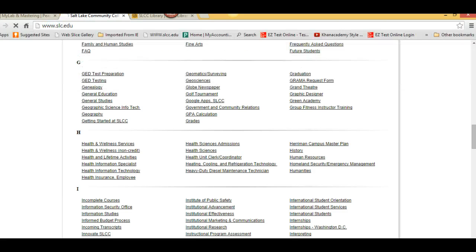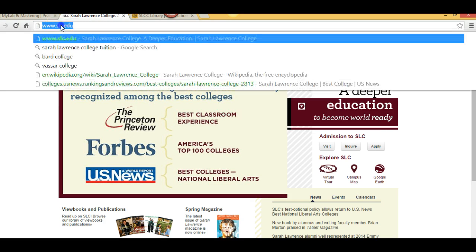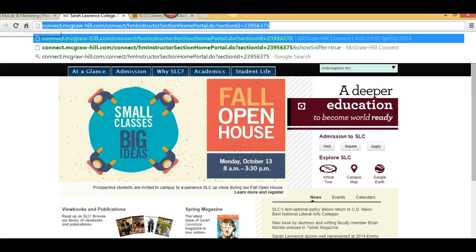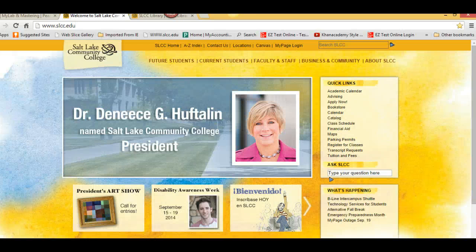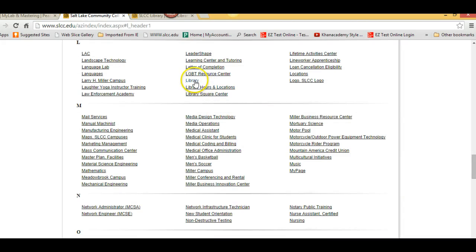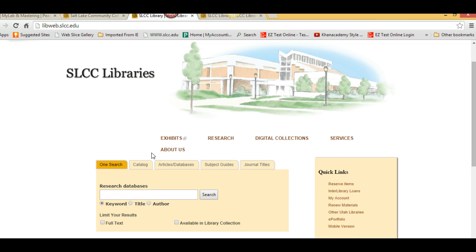Whoops, let's put in another C there. Oh, dear. Not a very good typer, am I? There you go, got it. Go to the A to Z index. Click on L for library. Go into the library, and you can search their database.